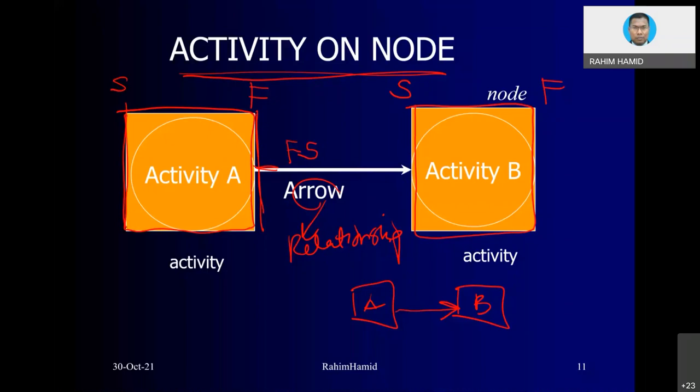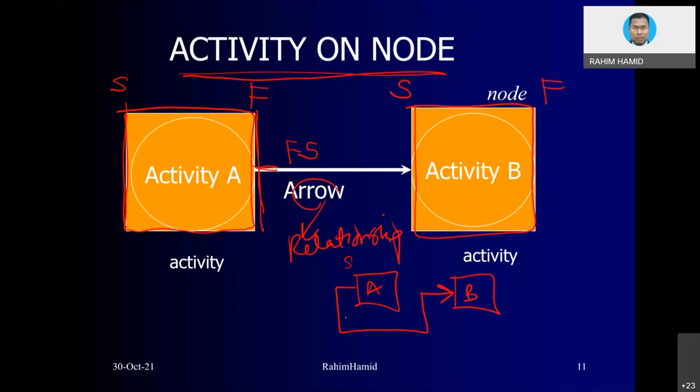If you draw the activity coming from a different angle, for instance here, let's say I draw A and then B. I draw something like this. So you know that for A, the left side is start, and going into B, the left side is also start. So the relationship is now start to start. With start to start, the calculation would be different.